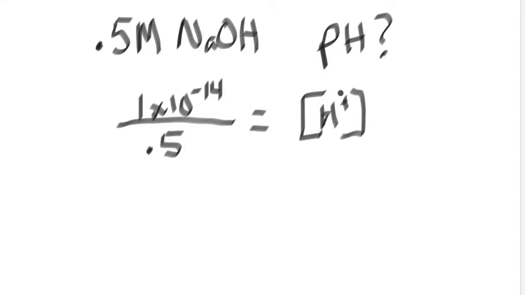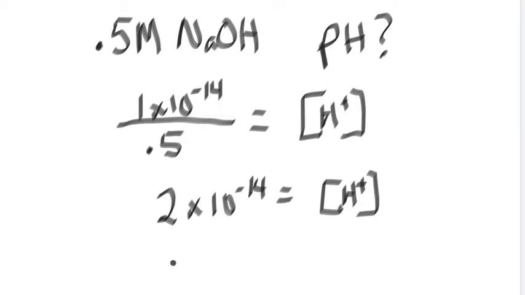So you do have to remember how to punch that scientific notation into your calculator. If you're not using the EE button or your exponent button, I would strongly encourage you to use parentheses around everything. So I'll punch it in, 1 times 10 to the negative 14th divided by my 0.5. Many of you could do that in your head, but that's okay. We'll punch it in. That's going to give us 2 times 10 to the negative 14 as our concentration of H's.